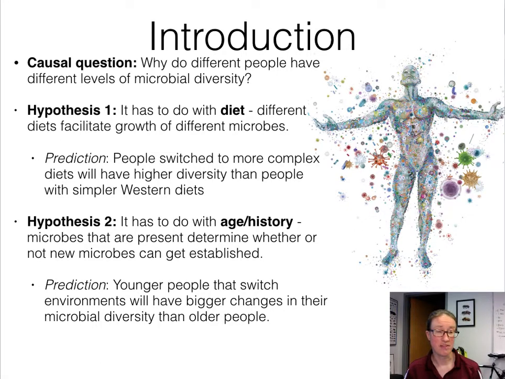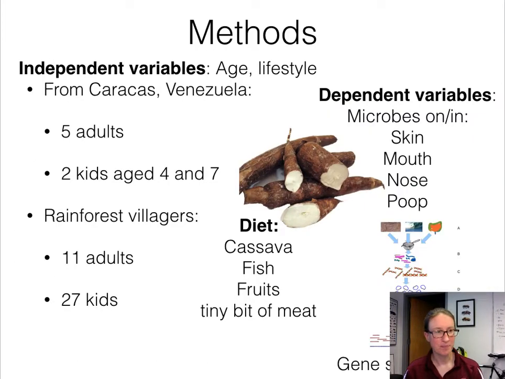So for this hypothesis, their prediction was that younger people that switch environments will see bigger changes in their microbial diversity than older people, because it's harder to replace the microbes in an older person's digestive system.